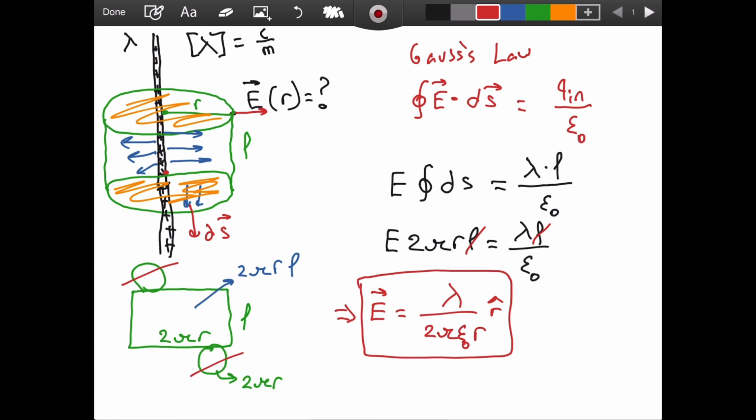As you can see, Gauss's law can be very helpful to find electric fields created by symmetrical distributions of charge.